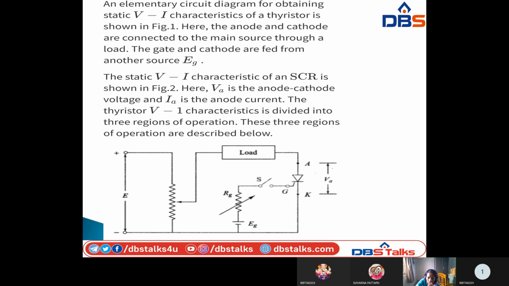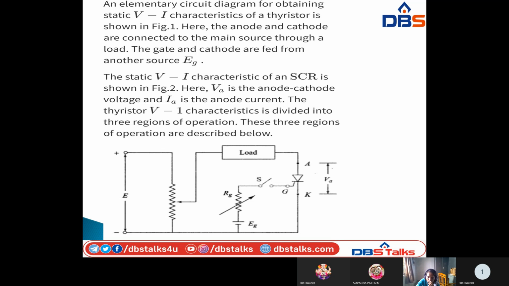So here the anode and cathode are connected to the main source through a load. The gate and cathode are fed from another source, EG. So this gate and this cathode will be fed from another source EG. Okay, so the static VI characteristics of SCR are shown in figure 2.